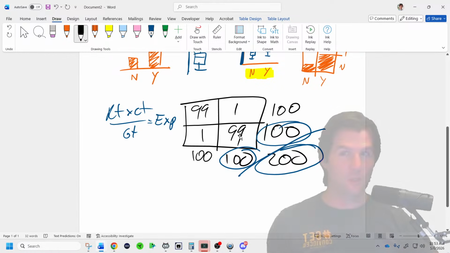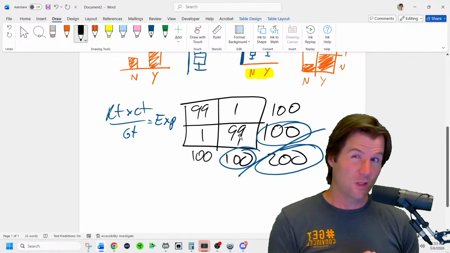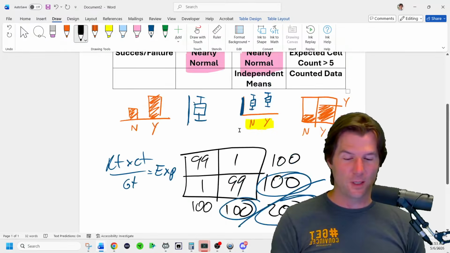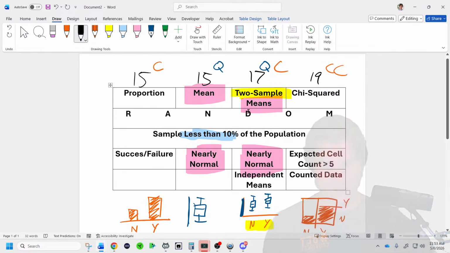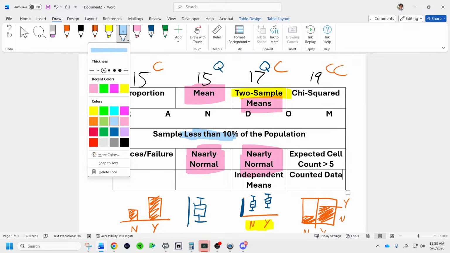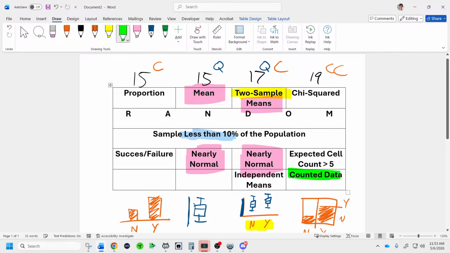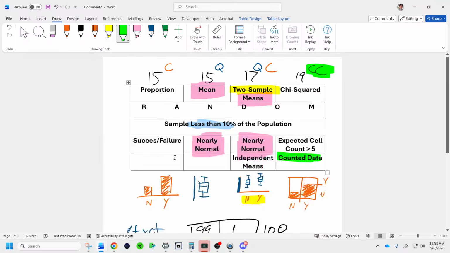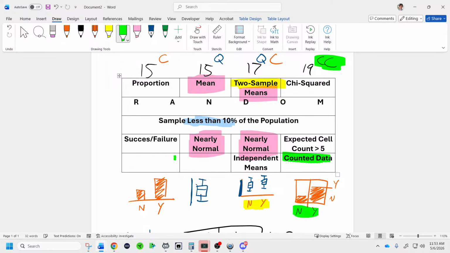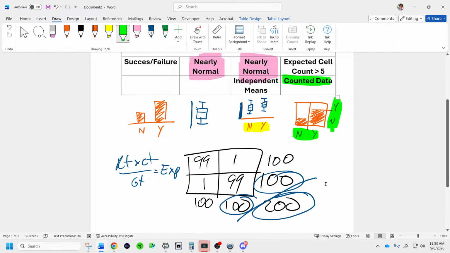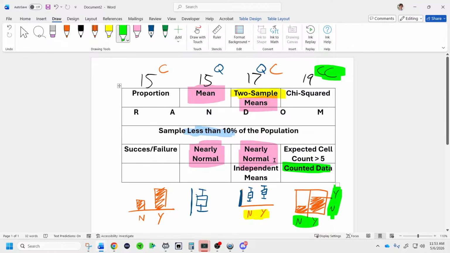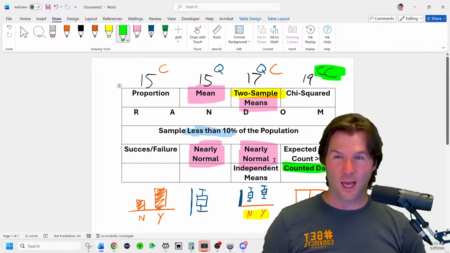But counted data means two categorical variables. It's like CC, not QQ. Literally, counted data means you have two categorical variables. So by virtue of it being a mosaic plot or contingency table, that's called the mosaic plot, down here called a contingency table, you would pass the conditions right there. So that has got it.